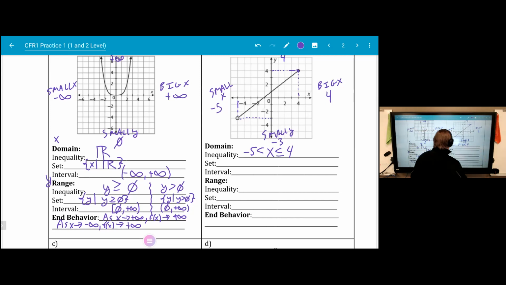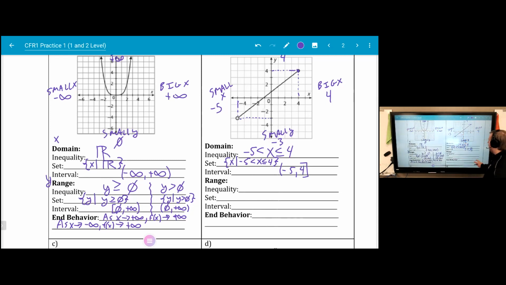Set notation is beautiful. The set of all numbers x such that it's between -5 and 4, including 4, but not -5. Interval notation, again, near and dear to my heart. Lowest number, -5. Biggest number, 4. Can it be -5? No. Can it be 4? Yep. Love it. Absolutely love it.